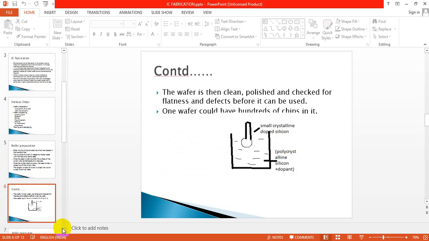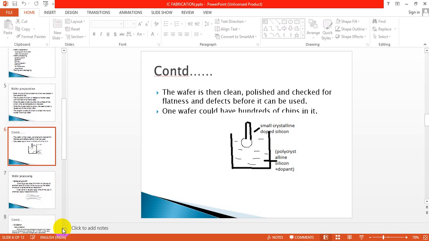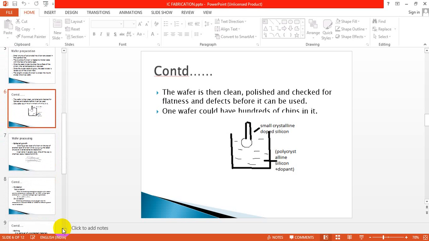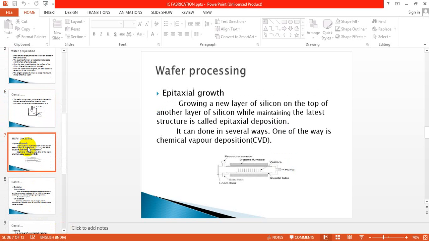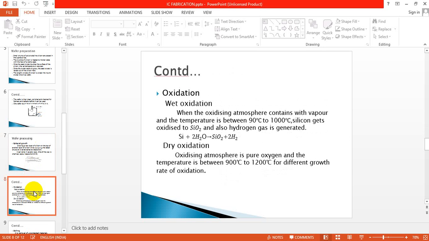The next process is wafer processing, and the first step under wafer processing is epitaxial growth. Growing a new layer of silicon on top of another layer of silicon while maintaining the lattice structure is called epitaxial deposition, which can be done in several ways. One of the ways is chemical vapor deposition. The next step is oxidation.